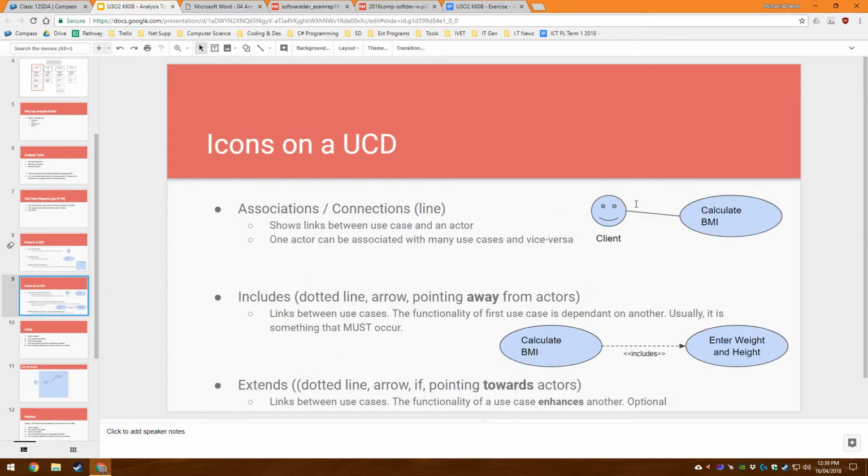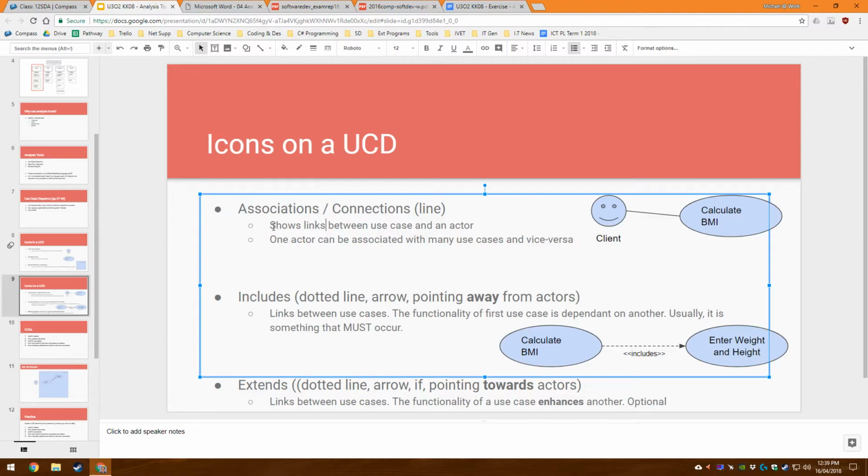The lines are where it gets difficult, and these words here, includes and extends. So basically, if a certain actor can perform a use case, then you draw a line between them. You can see this sort of line there, and that's known as an association. So it shows the links between the use case and the actor.